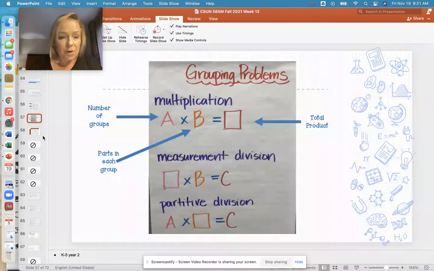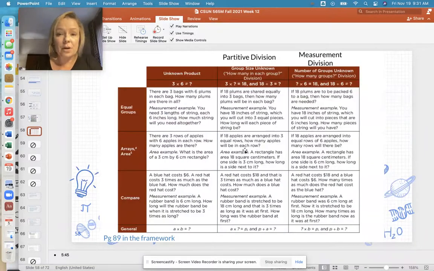And why is this important? Because when we look at the framework, on page 89, there's a discussion in the framework about the different types of divisions. So there are multiplication problems where the product is unknown. And then there are the partitive division problems where we have equal groups. We have array problems or area problems, and then comparing problems. And we also have measurement division where we are looking for the how many groups.